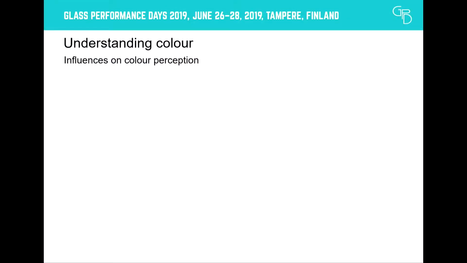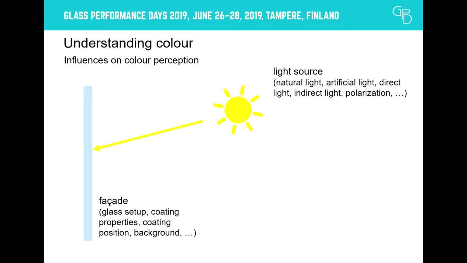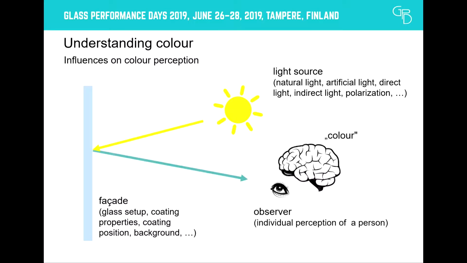Okay, the understanding of color and the influence of color perception. It appears to be quite simple. We have a light source, which on buildings is mostly the sunlight, and then it hits a surface. In our case, it's the glass surface, which then apparently reflects some light to the human eye, and we think that's what we see, which is roughly correct.